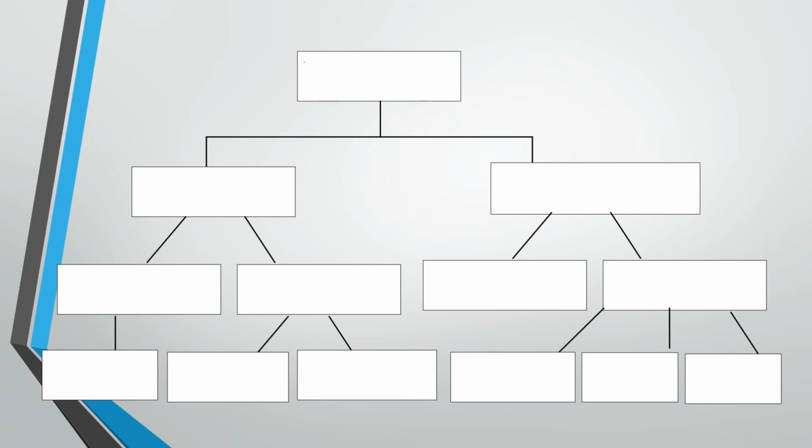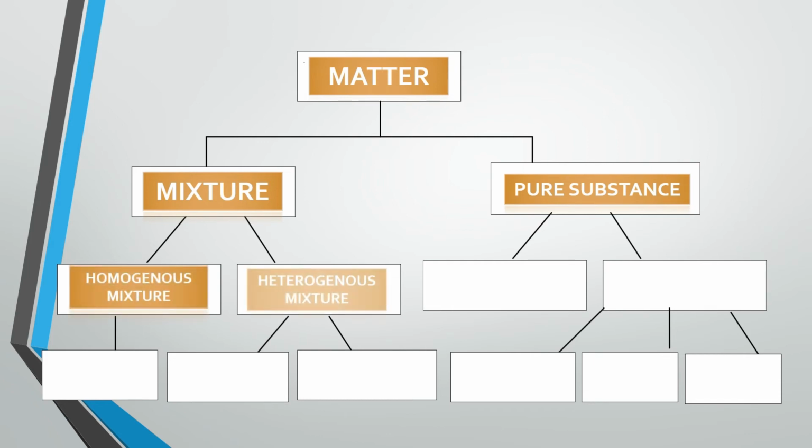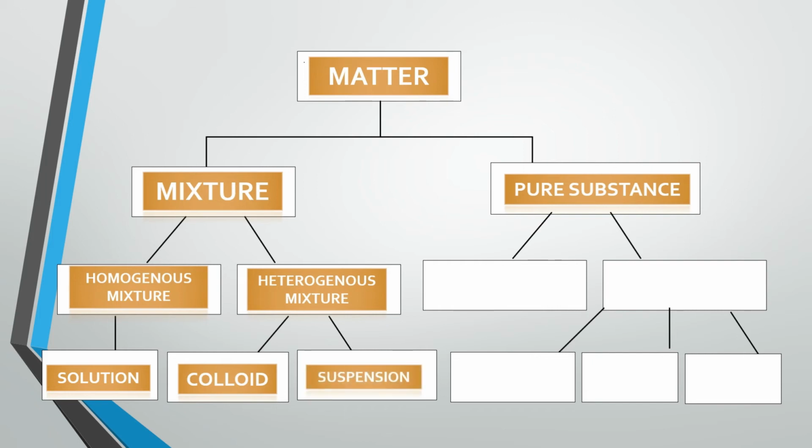Okay, so let's review. At the top of the graph, we have matter, and that is divided into two. We have mixture and pure substance. Then the mixture is divided into two. We have homogeneous mixture and heterogeneous mixture. In terms of homogeneous mixture, an example is solution. Heterogeneous mixtures are colloid and suspension.